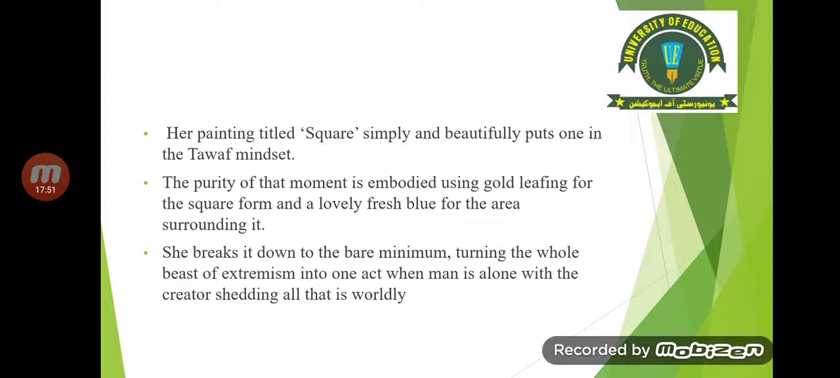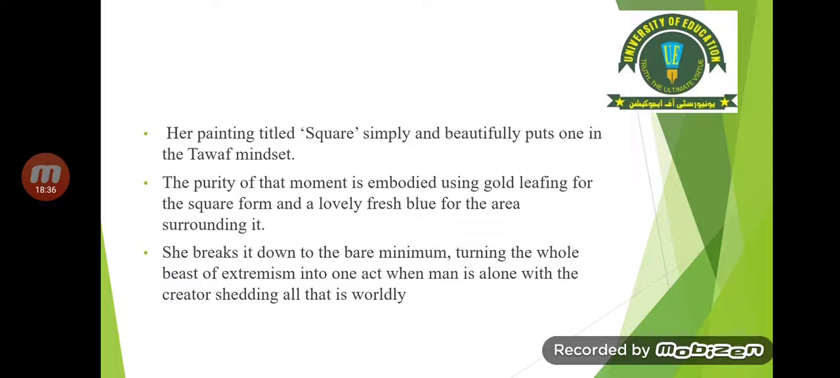And there is a kind of fresh blue color jo ki us square ke sides pe hai. Square color ke ek spiritual jo hai spirituality ko represent kar raha hai, ek association ko represent kar raha hai love ki. And she breaks it down to the bare minimum, turning the whole beast of extremism into one act when man is alone with the creator, shedding all that is worldly. So yahan pe insaan ko dikhaya gaya hai ki wo sirf apne khuda ke kitne kareeb hai, aur yahan pe bilkul cheezon ko simplified kar diya hai. Koi hame yahan pe us tarah se duniyavi cheezon ka asar nazar nahi aata.